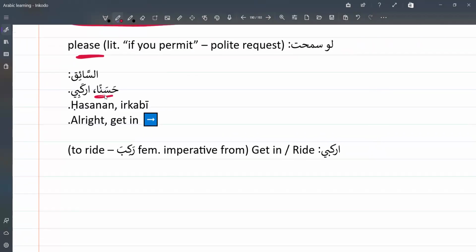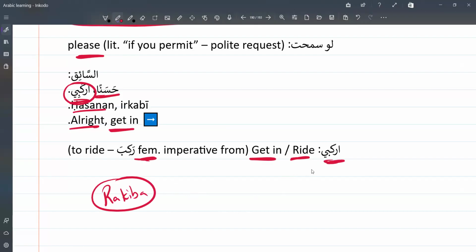So then the Shaikh says Hasanan. Hasanan, again, a good word, means all right or okay. Arkabi. Now, Arkabi is again a verb. Arkabi is a command tense word. Arkabi means get in or ride, for female. The root verb for Arkabi is Rakiba. This command form is derived from Rakiba. So I would highly encourage you to first see the Arabic verb video of this playlist and then study these verbs, right? So please go there and first see the video. So Arkabi means get in or ride, for a female person. It's a command tense.